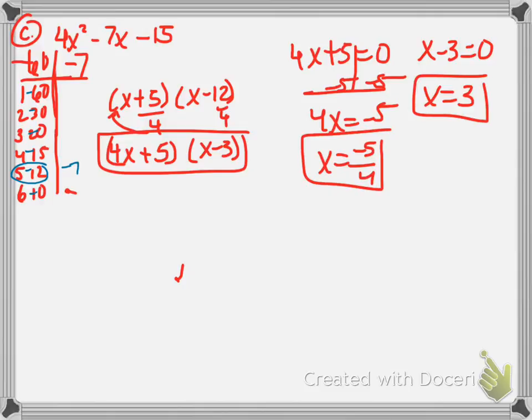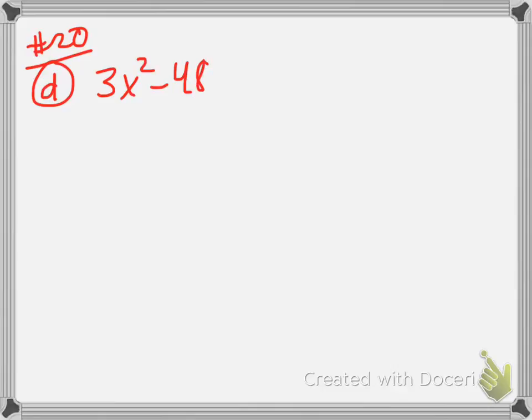So there's two more little examples. This one's a little bit different. This is going to be like number 20 on your assignments. So this is example D, 3x squared minus 48. It's not like the first three examples we did, but what do you notice about 3 and 48? Are they both divisible by 3? Yes or no?